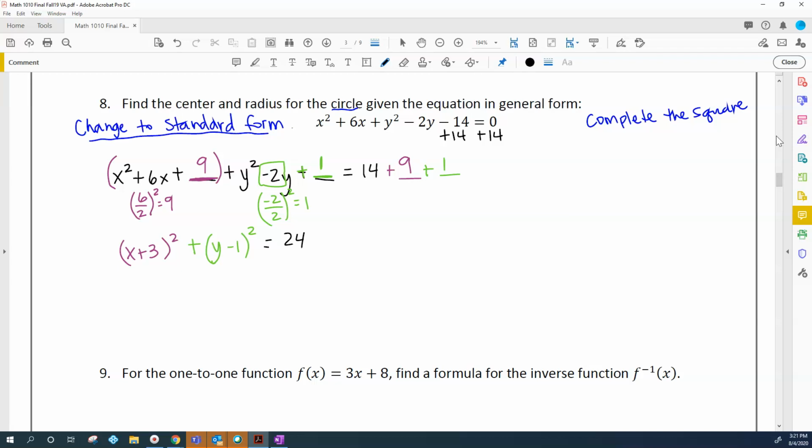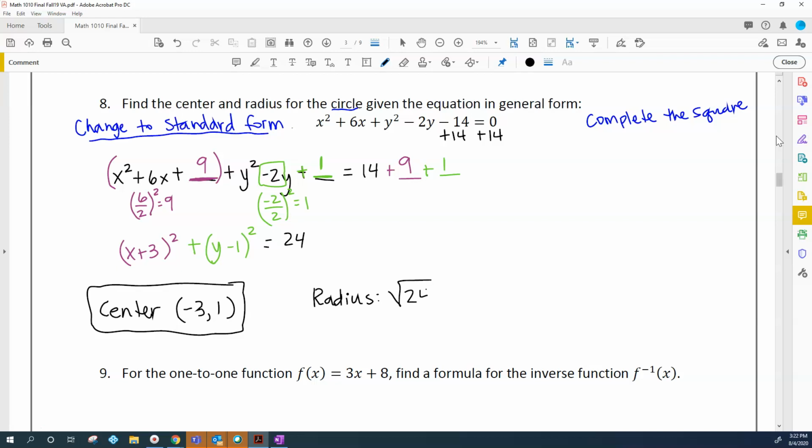So then what would my center be, because it's asking for the center and the radius? The center is negative 3, positive 1. And then what's the radius? Is it square root of 24? It is, but can that square root of 24 be simplified more? Because we always want to make sure that we simplify any square roots.